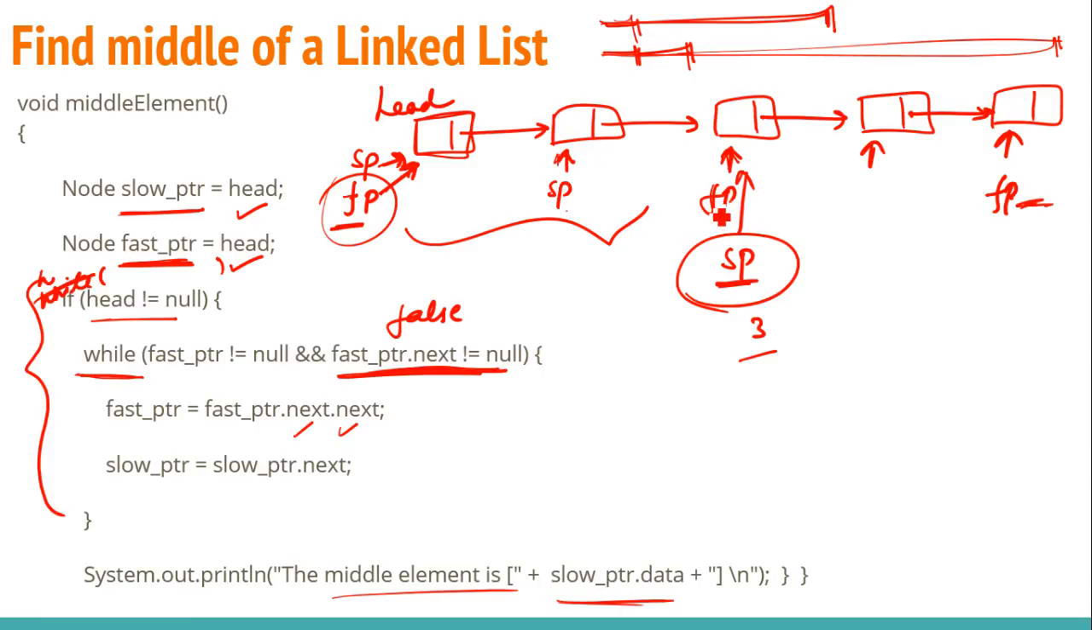So after first iteration, fast pointer comes here, slow pointer moves by 1 step, so slow pointer comes here. Similarly, in the next iteration, fast pointer will move from here 2 steps again, 1, 2. So fast pointer comes here, slow pointer moves 1 step, slow pointer comes here. Now when fast pointer reaches this element, fast pointer dot next not equal to null becomes false, right? So we exit out of our while loop, and when we exit out of our while loop, our slow pointer at that point of time gives us the middle element that is available.